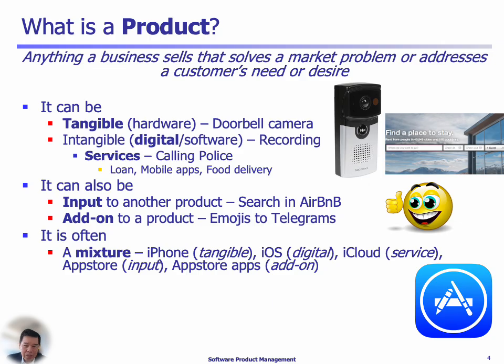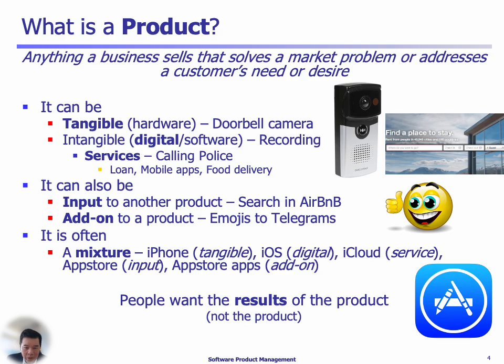So your iPhone is a tangible thing that you can buy, and it also contains an intangible operating system, the iOS, that comes with some kind of service such as the iCloud that allows you to back up your photographs, and also a way for you to download other apps on the App Store, which is an input and add-on. Remember that people are more interested in the results of the product, not the product itself. So understand that when you want to know what a product is.